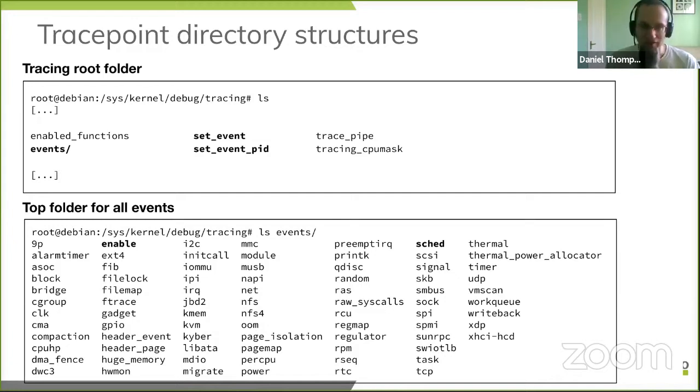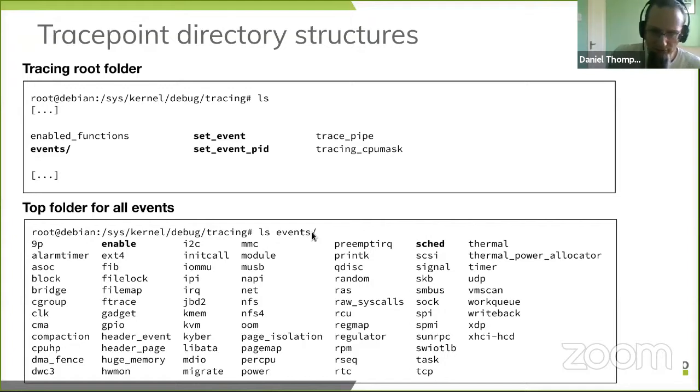Because it's compact and it's easy for machines to interact with. But as a human, I find working with the directory structure for events much more comfortable. So you have got this set event directory that can allow you to enable and disable different trace points and filter on PIDs and other things. But I actually much prefer using the events directory just because it is more intuitive and more comfortable.